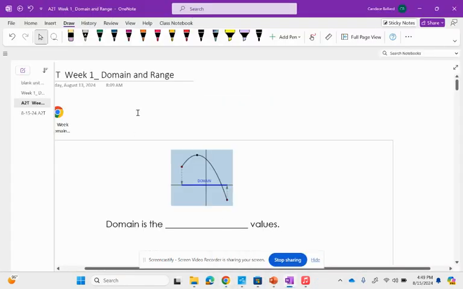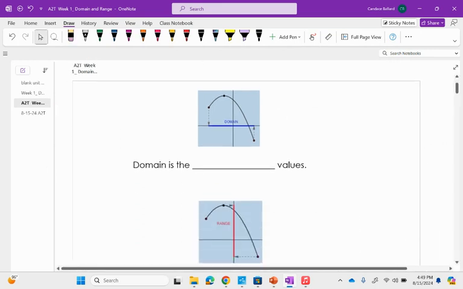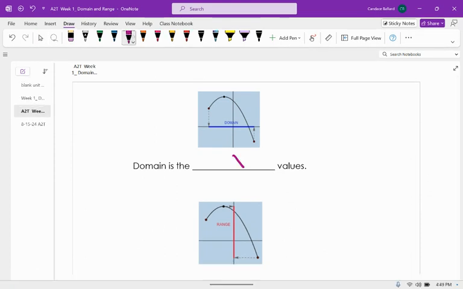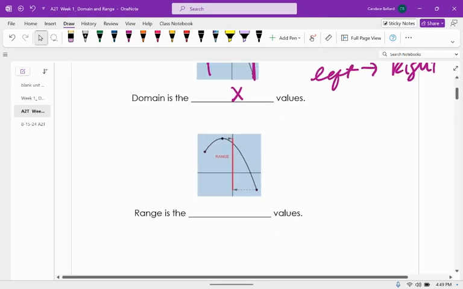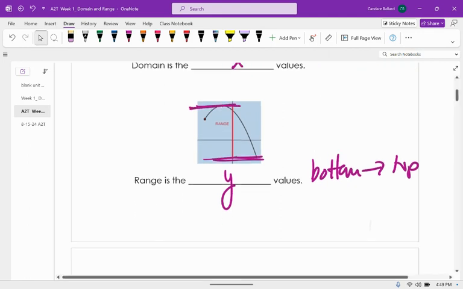Right, in this video, we're going to talk about the domain and the range. When we're talking about domain, it's always your x values, and those values go from the left to the right on a graph. So you can see they would go from here to here. The range is the y values. So those always go from the bottom to the top. So you start at the bottom and you go to the top looking for the values.